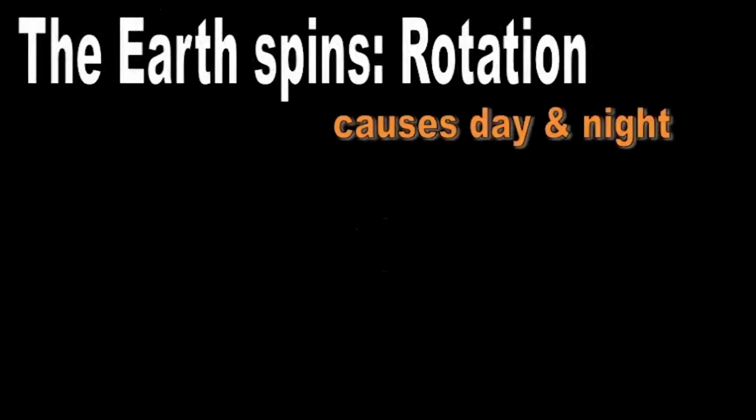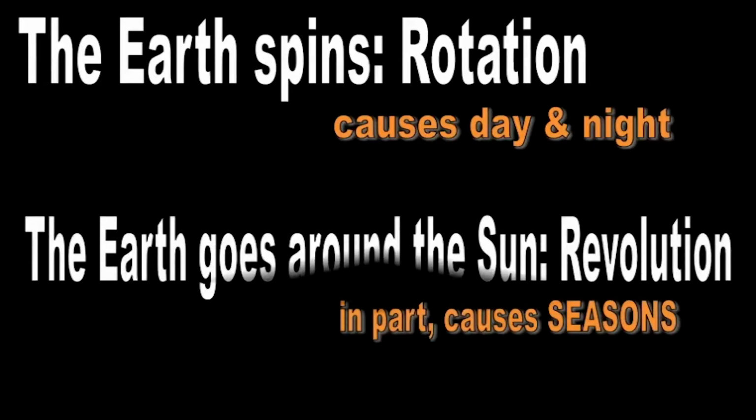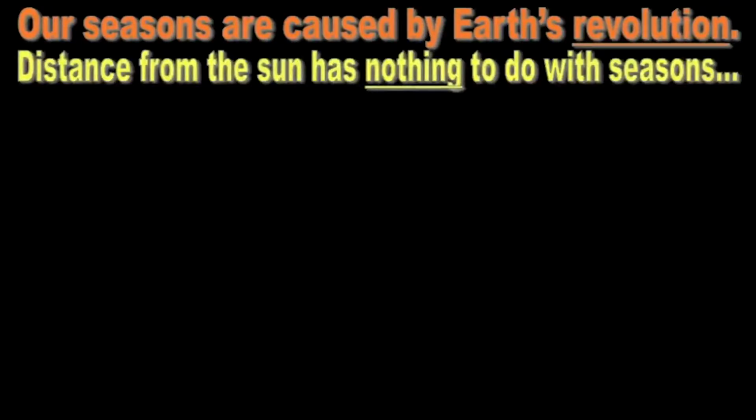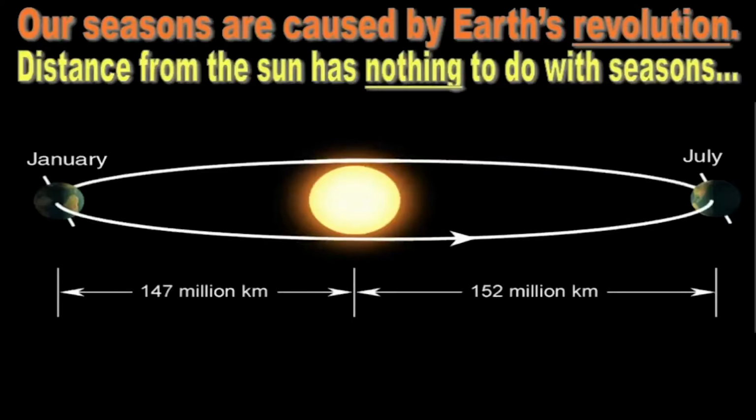Now, the Earth not only spins on its axis, it is also very rapidly moving around the sun. That is known as a revolution, and this in part is what causes our seasons. Our seasons are caused by the Earth's revolution. It has nothing to do with the distance the Earth is from the sun. The sun is not at the center of the Earth's orbit. It's offset by a little bit. We go around the sun in an ellipse. And in fact, there are times when we are closer to the sun than others.